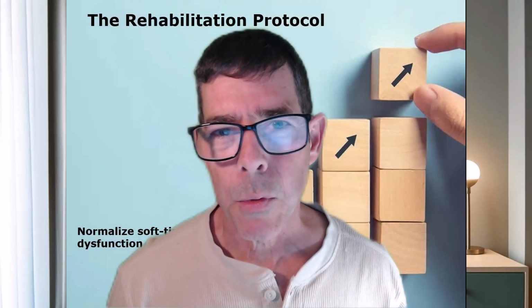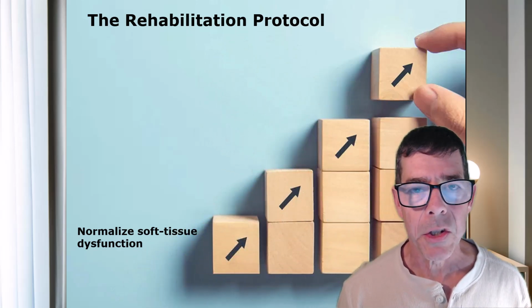Today I want to go through the 4 stages of that Rehabilitation Protocol with you, because this will help you in creating an effective treatment plan and know when you should be doing what types of things with your clients, and recommendations for them that might be helpful outside of what you do in the treatment room. So the first step in this rehabilitation protocol we're going to call normalizing soft tissue dysfunction.